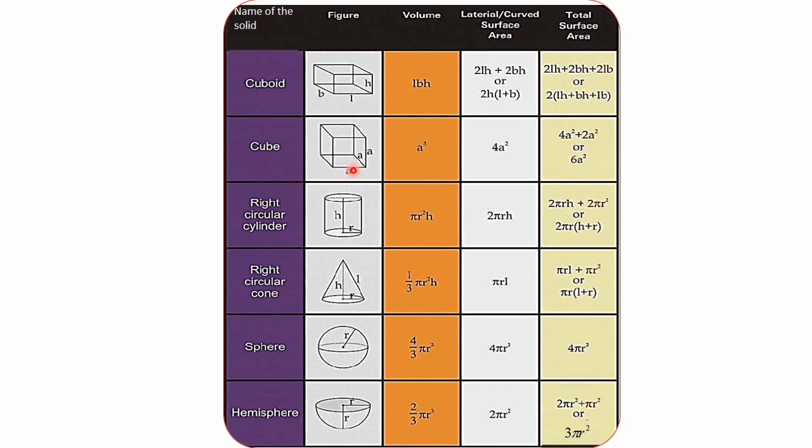Next shape is cube. The side of the cube is represented by the letter a. Then the volume is a cube. Lateral surface area is 4a square and the total surface area is 6a square.